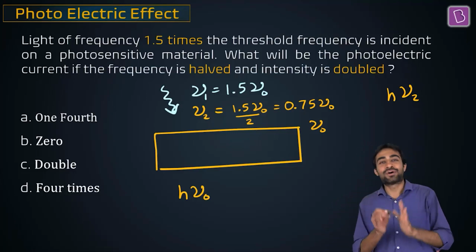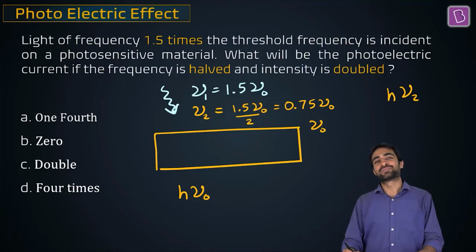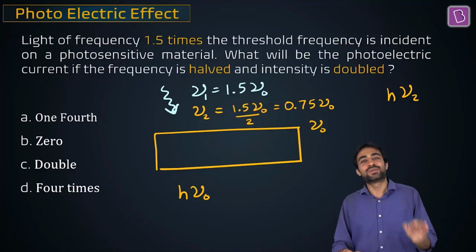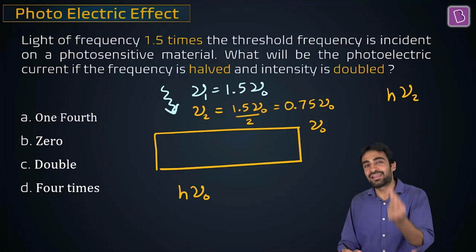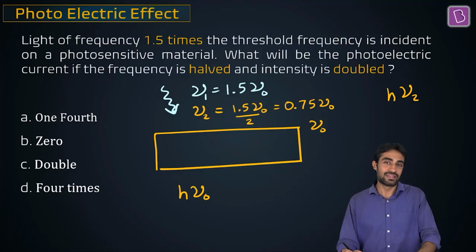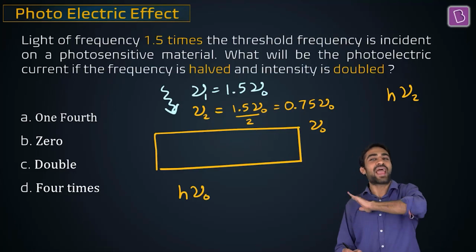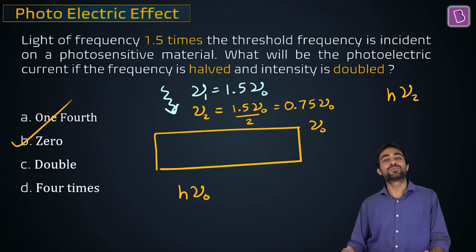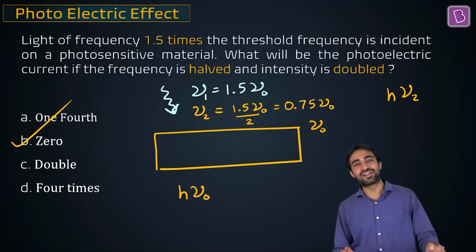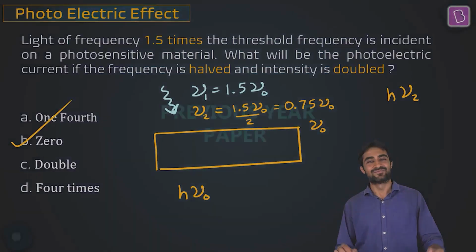So, however intense this new light is, it won't be sufficient to pull out a single electron from this material. Therefore, there is no chance of any photoelectric current. Hence, we can mark option B, 0, as the right answer for our question.